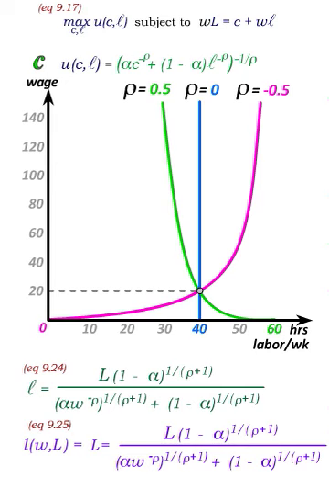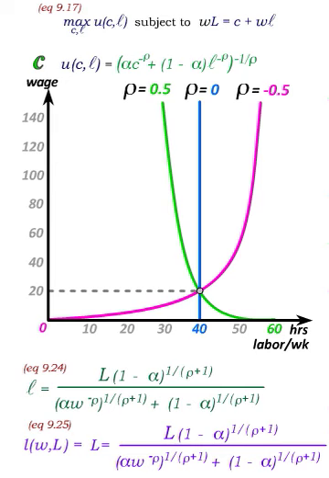Substitution effects cause labor supply curves to slope up. Wealth effects cause them to slope down. Which one dominates will determine which way the labor supply curve slopes, at least so long as leisure is not an inferior good.